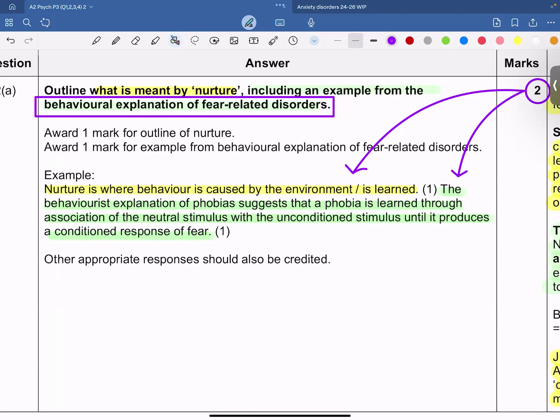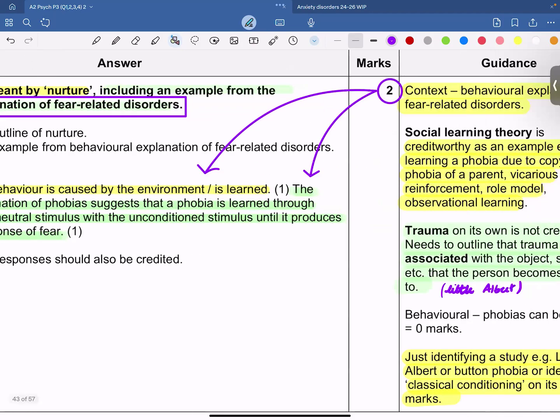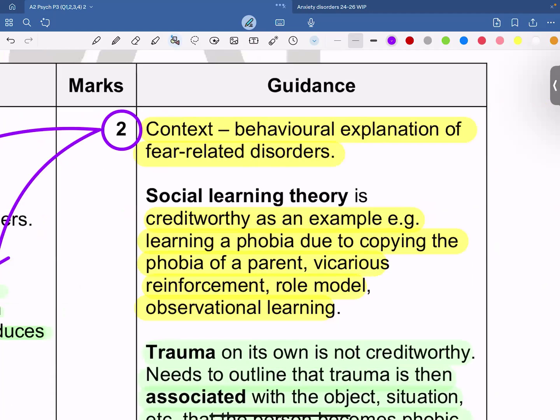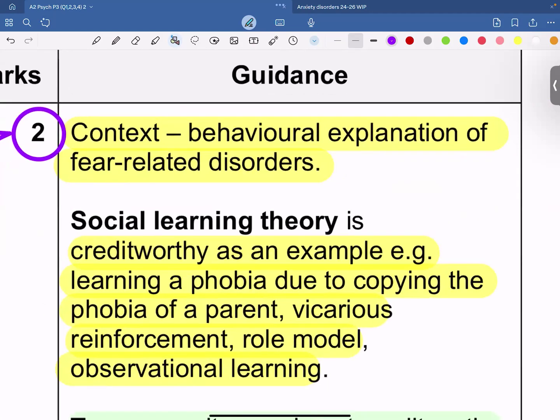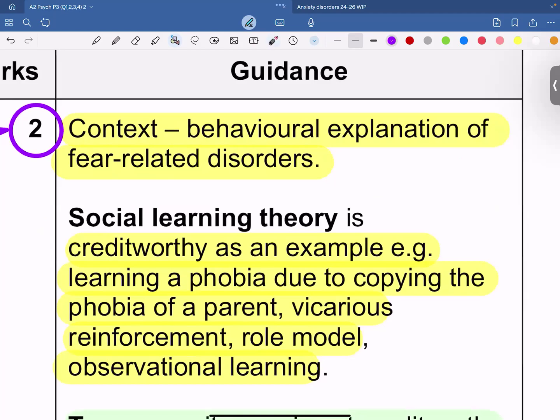So I'd like to take this opportunity of helping you with revision for the behavioral explanation of fear-related disorders as well. Before we get started with this example, let's have a look at the guidance provided by Cambridge. The context should be in terms of the behavioral explanation of fear-related disorders. Okay, understood. Number 2, social learning theory. Remember, the question was about nurture, the nurture side of the nature-nurture debate.